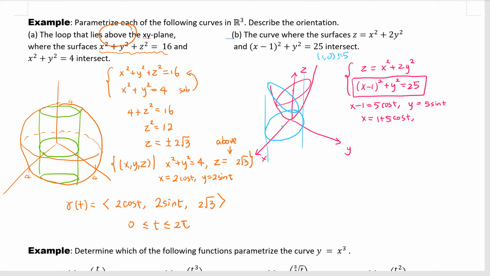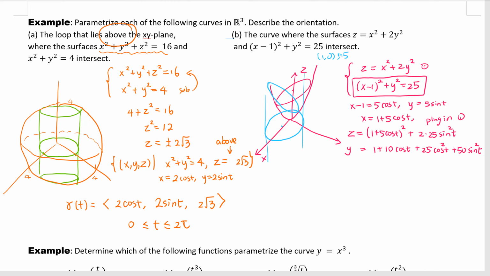Z is a function of x and y, so we can plug in our equation 1 to get z in terms of t. So that is x squared, so (1 plus 5 cosine t) squared, plus 2y squared, so that is 5 squared, 25, and then sine t squared. So this is 1 plus 2 times 5, which is 10 cosine t, plus 5 squared, 25 cosine t squared, and then plus 2 times 25, which is 50 sine squared.